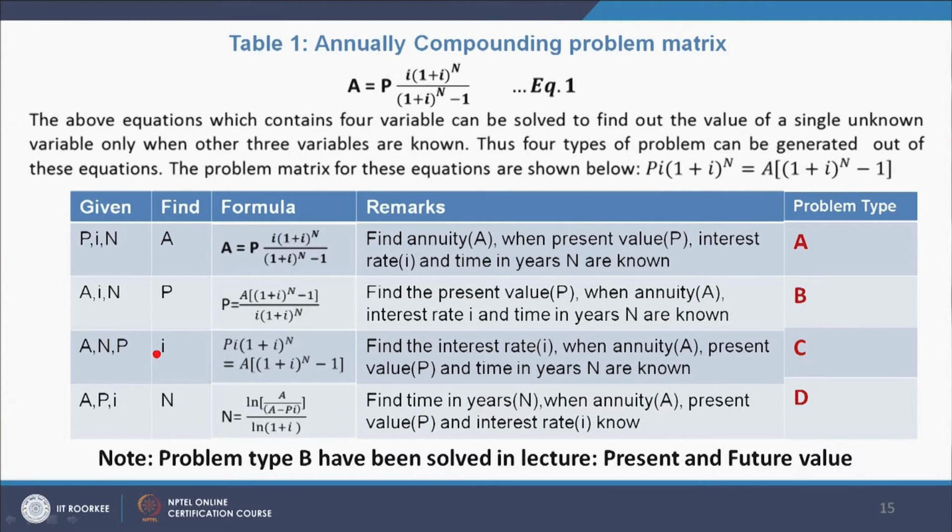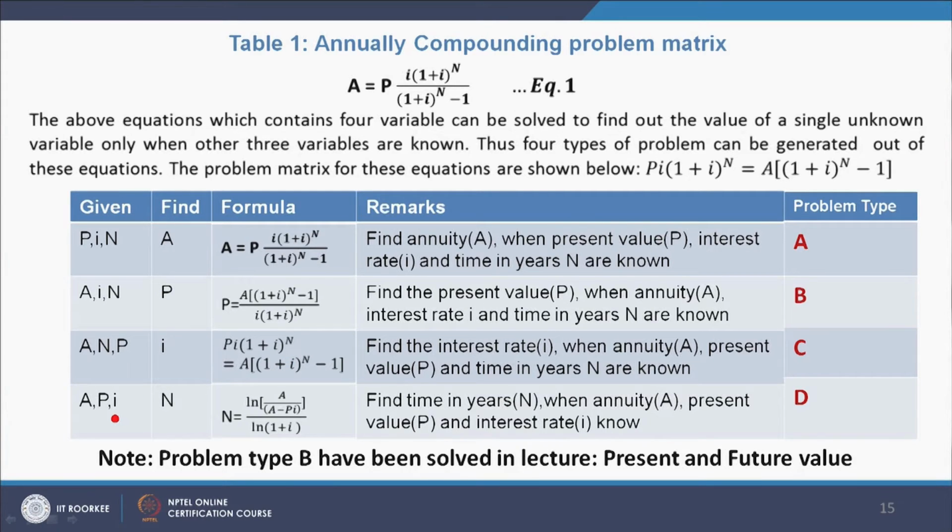Then problem type C: A is known, n is known, P is known. We have to find the value of i, and the equation is P i (1 + i)^n = A ((1 + i)^n − 1). This finds the interest rate when annuity A, present value P and time in years n are known, and such a problem is called problem type C. Here we see that i exists on both the left hand side and right hand side, and that is why such problems are solved by trial and error.